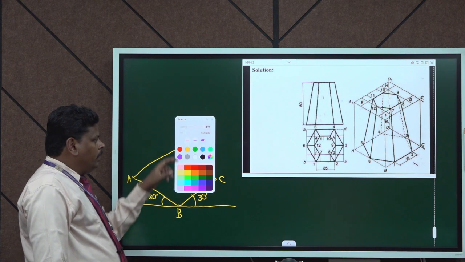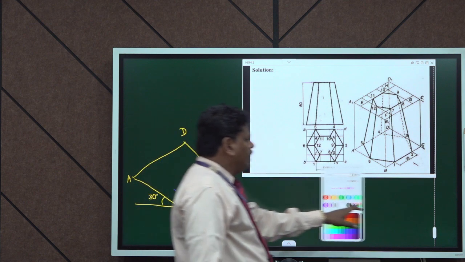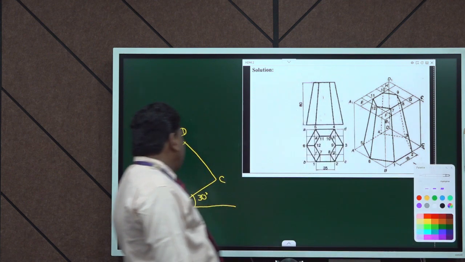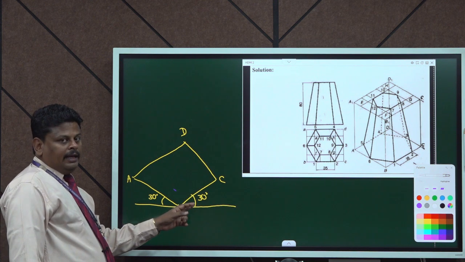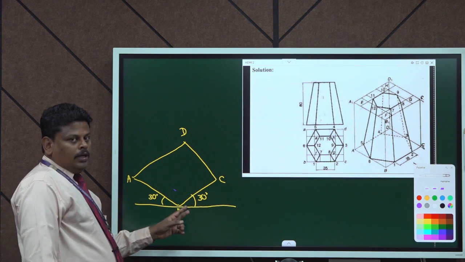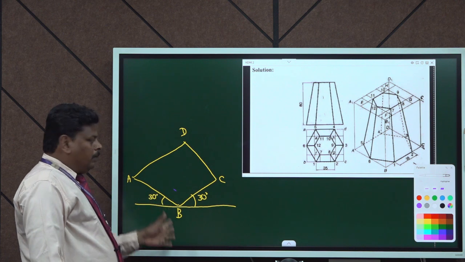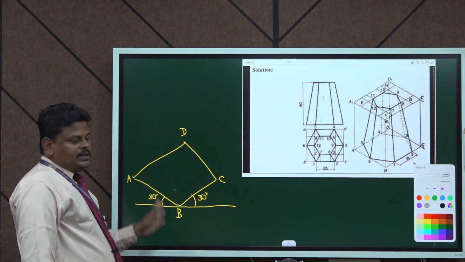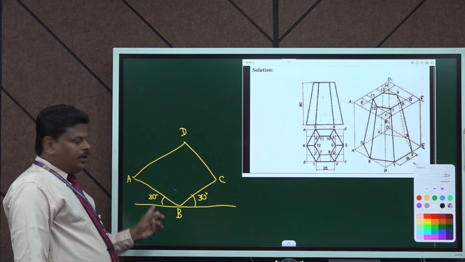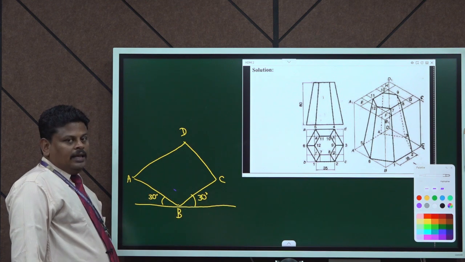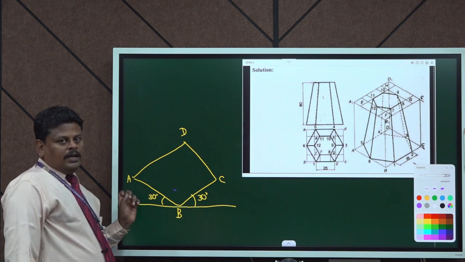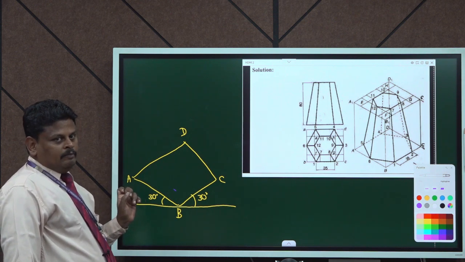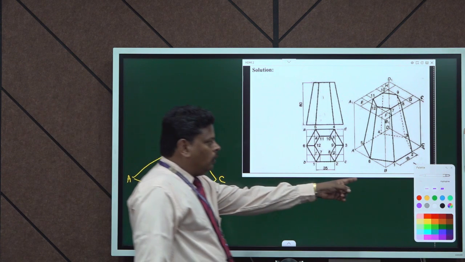And while we draw this isometric projection, we need to take a 30 degree angle on both the sides. We need to draw the box in such a way that this AB and BC will be at an angle of 30 degrees to the drawn horizontal or reference line. Okay, so that is what we have drawn over here.